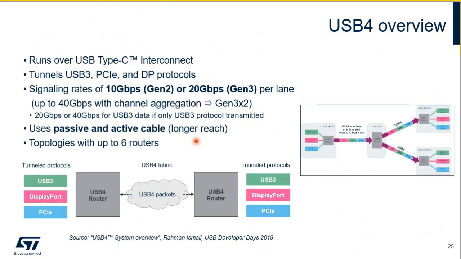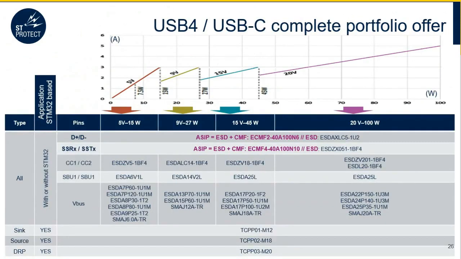Okay, then let's move to the complete product portfolio that we can propose for the USB4. Let me show you the complete product mapping for the USB Type-C application for the USB4. For high speed lines, D plus, D minus, SSRX, SSTX, we have our ECMF. If you don't need the common mode filter function, then we have some single ESD protection. We have some ESD protection for the CC line and SBU lines. And for the VBUS, for the power delivery application, up to 100 watt, 20 volt, we have the full range of ESD protection for VBUS.